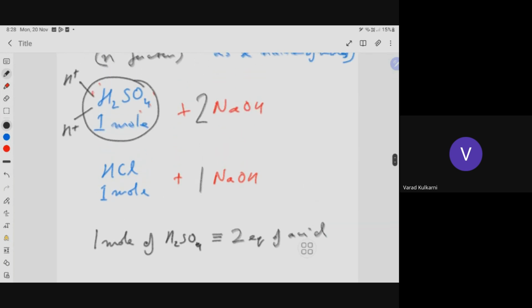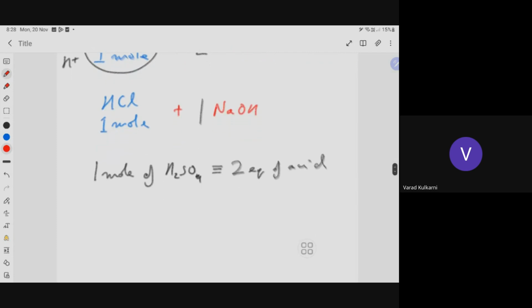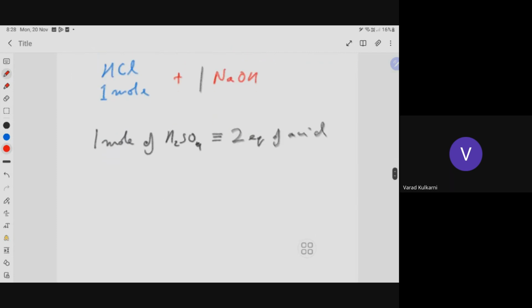So in the non-redox, we see the equivalence by simply seeing the cation power or the anion power. What is the cation power over here? Two H's are there, so 2 plus. Anion power is 2 minus. Wherein here Na, what is the cation power? 1 plus. Anion power, 1 minus. So 1 Na is as good as 1 equivalent only. But 1 H2SO4 is as good as 2 equivalents.